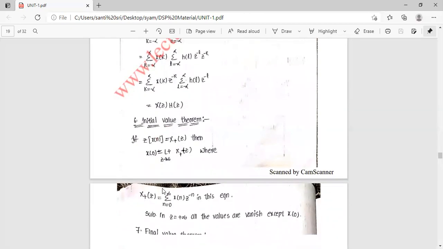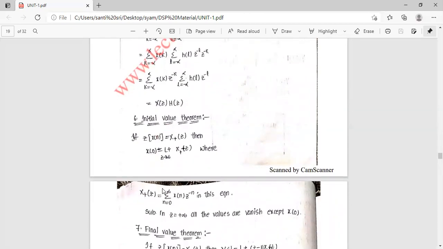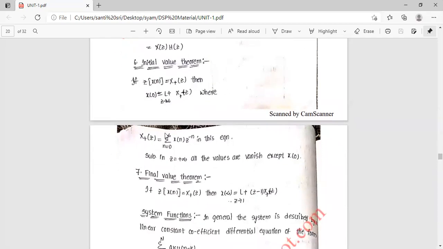Next one is the initial value theorem. If the z transform of x of n is X+(z), then x of 0 is equal to the limit as z tends to infinity of X+(z), where X+(z) is equal to sigma n is 0 to infinity x of n into z power minus n. Substituting z equal to infinity, all the terms vanish except at n equal to 0. This is the initial value theorem. So if the z transform of x of n is X+(z), then x of 0 is the limit as z tends to infinity of X+(z).